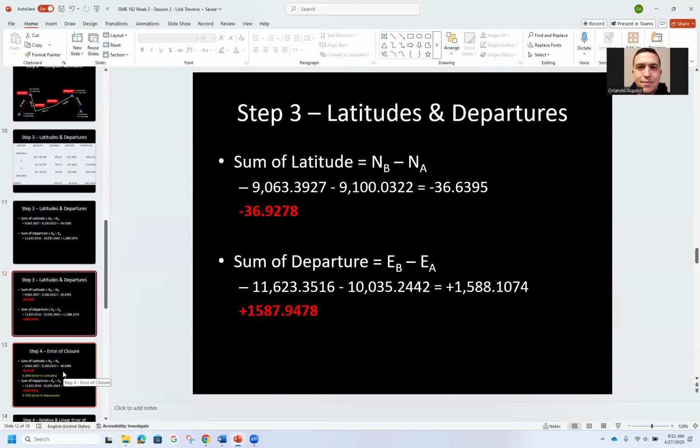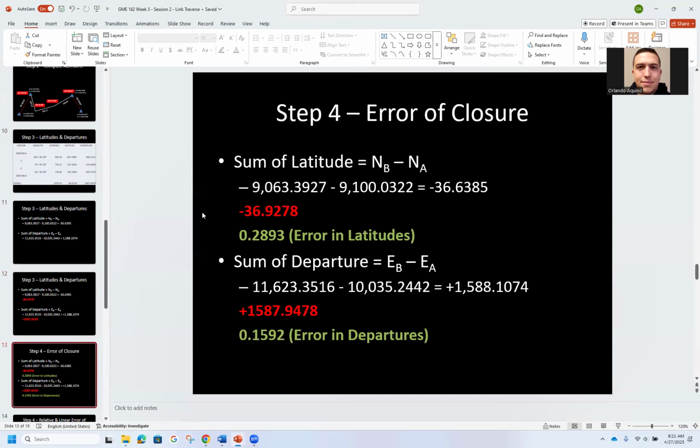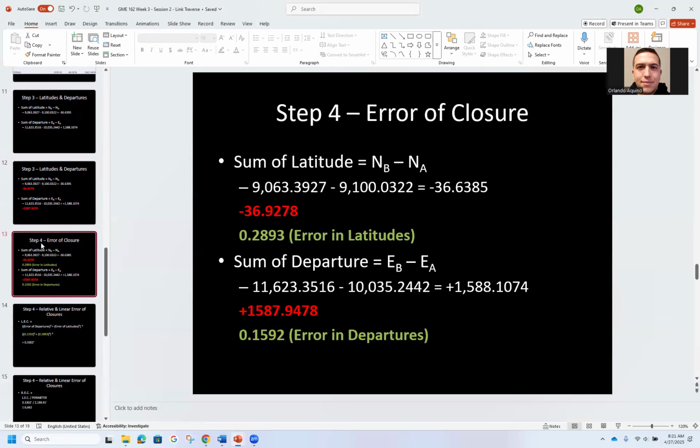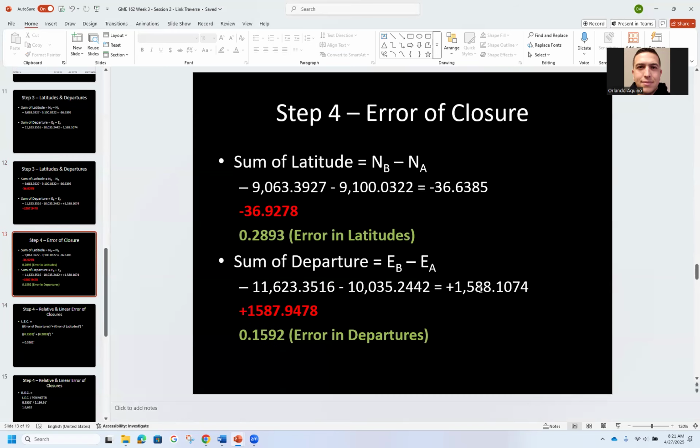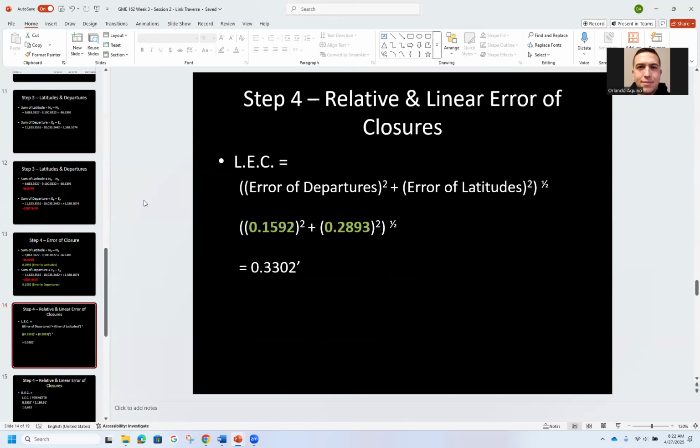So now we have to use the error of closure, right? And so how do we do that? The error of closure is just taking the deltas of the two. We get 0.2893 error in latitude. And then same thing here, and from our summation, we get 0.1592 in the error in departure. Well, what do we have to do to figure out the linear error of closure? We take those delta results, square them, add them together, and then take the square root of it, and we get 0.3302.